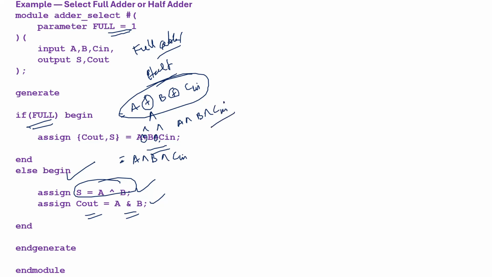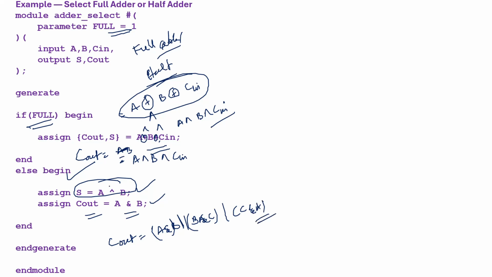Then the carry output is also not given here. Then C out equal to A and B, or B and C, or C and A. This is the carry output.